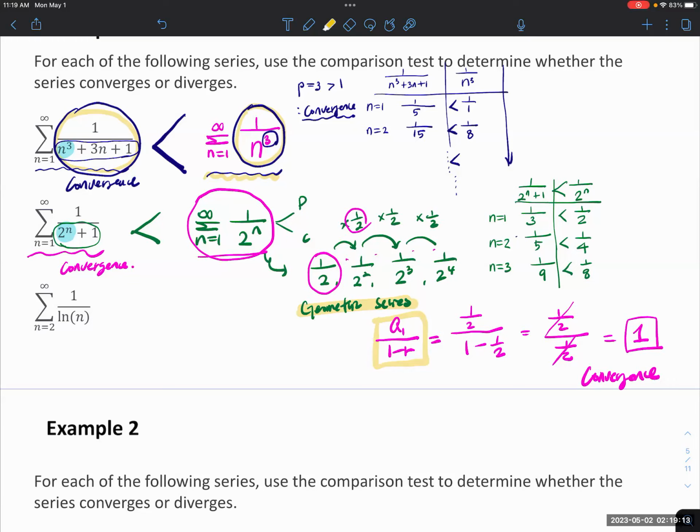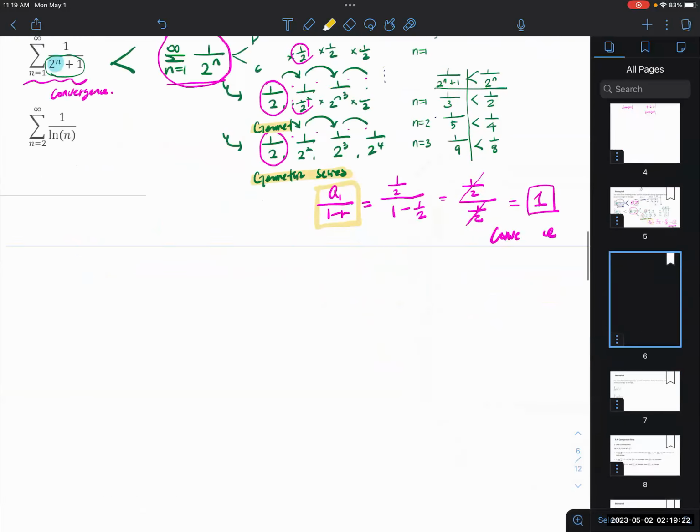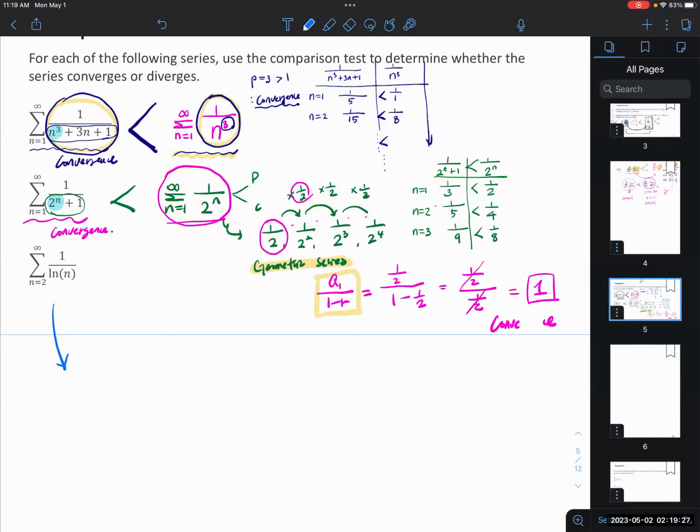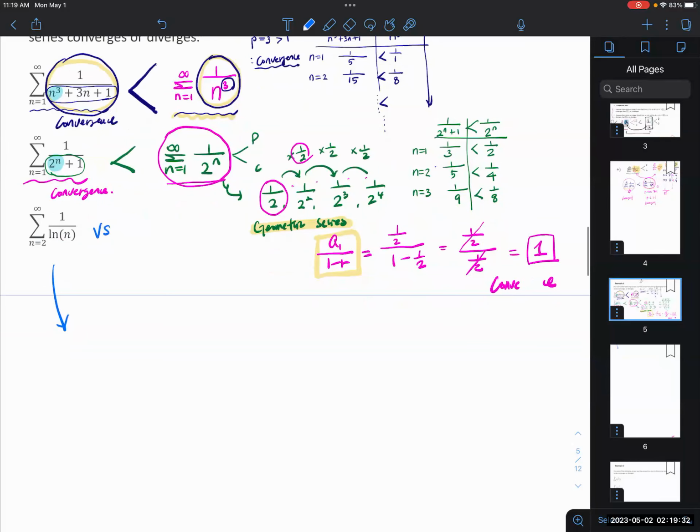Now let's take a look at the third example. What do you guys think? ln n. So you might be confused. I might need a little bit of space for you. Let me change the color to blue. This one, I want something to compare. ln n is a little bit of a complicated denominator, obviously. So I might compare with something easier. So this is 1 over ln n. Which one do you want to think about?